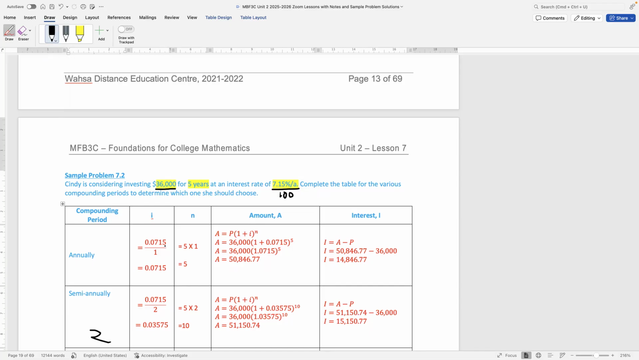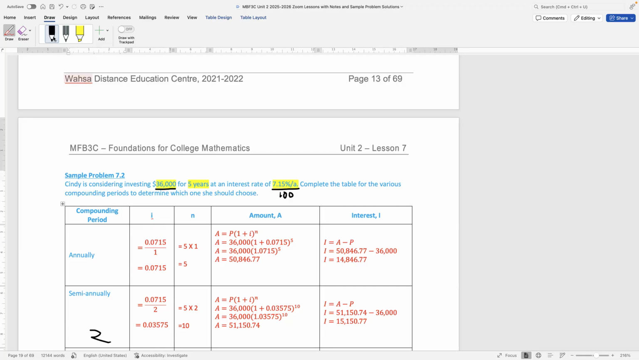So that means we're going to take the interest rate of 0.0715 and divide that by 2. If I do that, I get 0.03575. The number of interest periods in total, N, is going to be 5 years, and we get it twice per year. So 5 times 2 is 10. That means there are going to be 10 compounding periods.